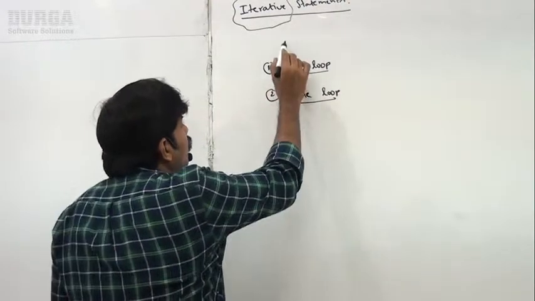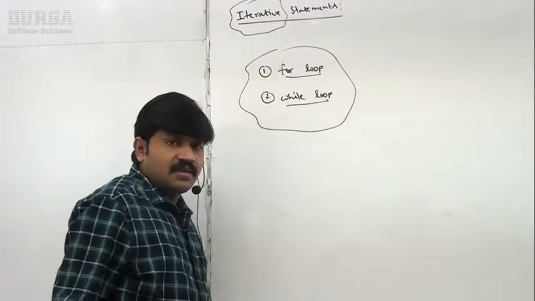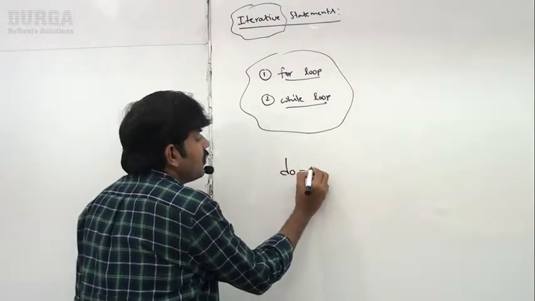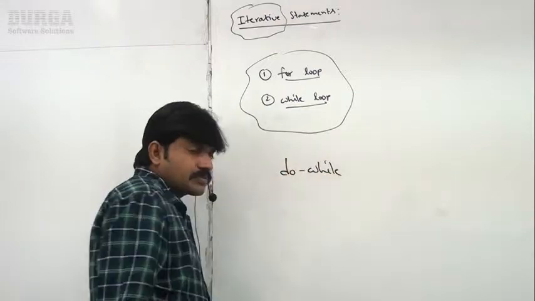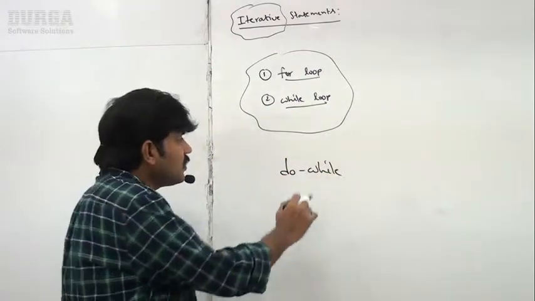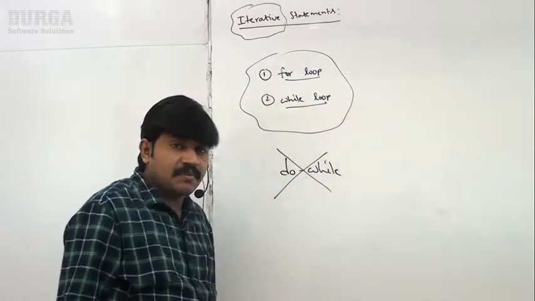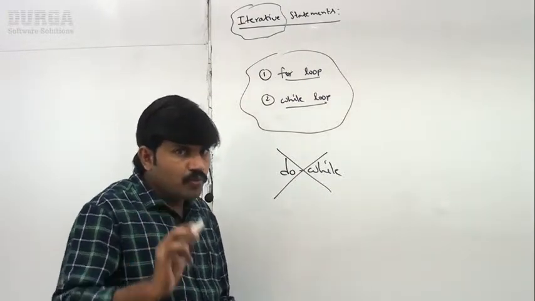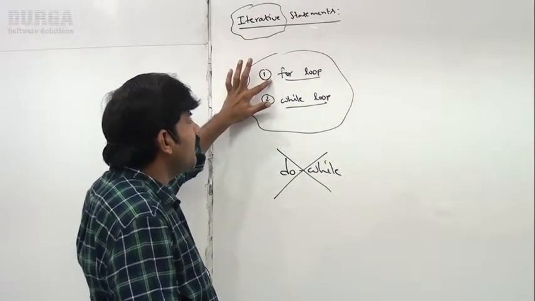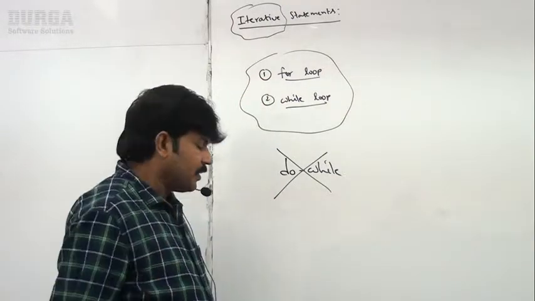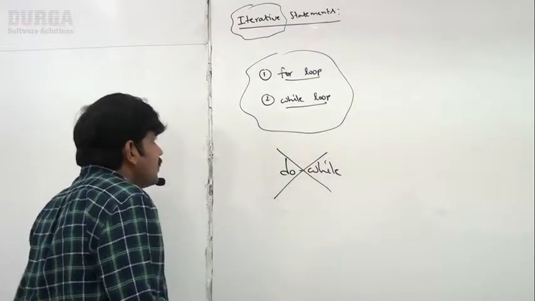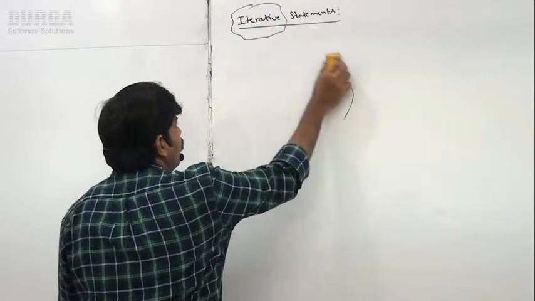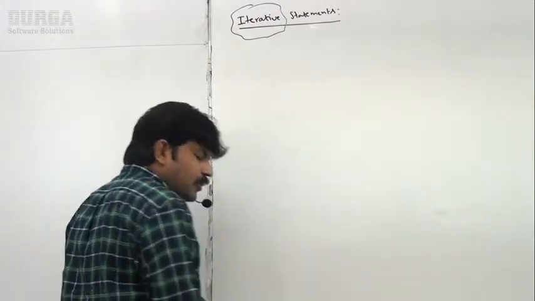So the people who are coming from other languages like C or C++ or Java may ask, sir, what about do while? Such a concept is not available in Python. We have only two types of loops. What is the first one, sir? For loop, and the second one is while loop, right? So now let me discuss what is for loop. What is the syntax? How you can use this for loop? I want to discuss multiple examples, right?